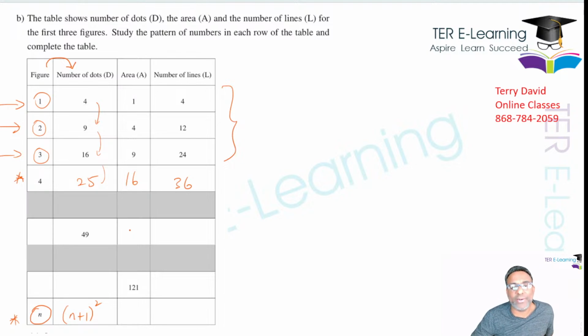Now in terms of area, if you watch the area here, all they're doing is squaring the figure number, right? So this one here is simply going to be n squared. That's all they're doing. And for the number of lines, you will notice that when I jump from here to here, I've added 8. When I jump from here to here, you've added 12. And when you jump from here to here, what have you added again? You added 12 again.